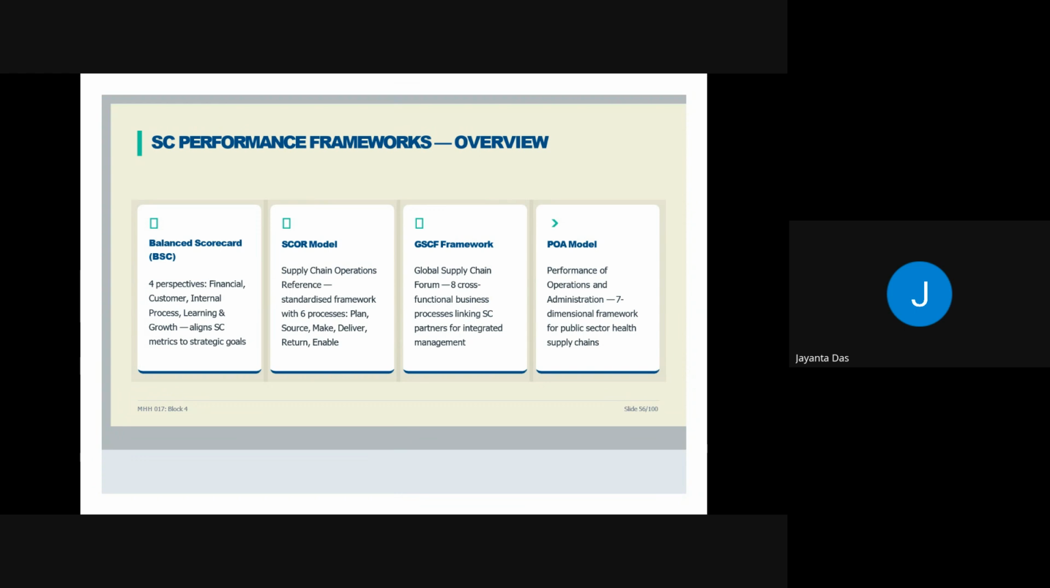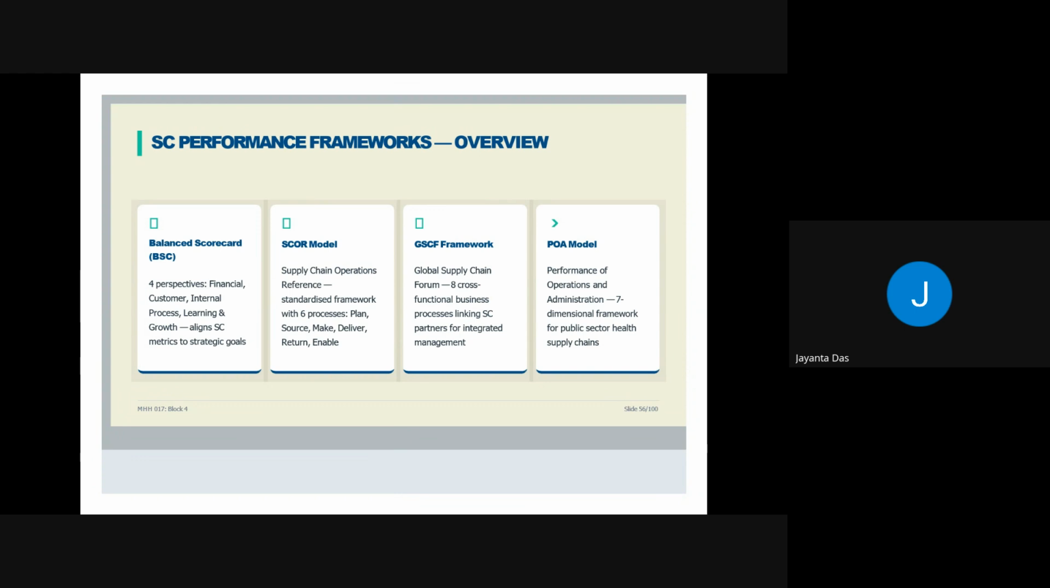Then coming to the supply chain performance framework overview. The most popular ones are these: first, the balanced scorecard, BSC, with four perspectives, that is financial, customer, internal process, learning and growth, linking supply chain metrics to strategic goals. So this is a system by which we are doing it. Then the SCOR model, that is supply chain operations reference, a standardized framework with 6 processes: plan, source, make, deliver, return, and enable. These are the 6 processes on which this model is made.